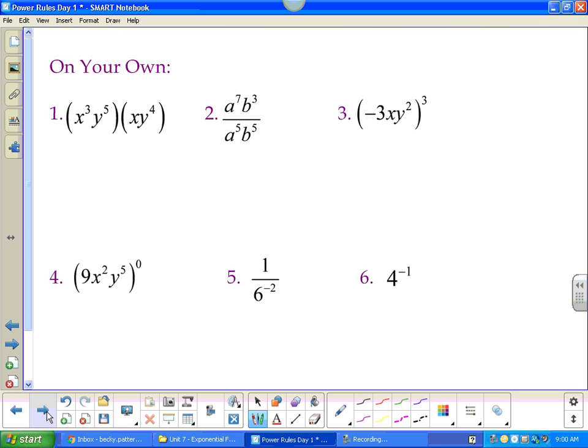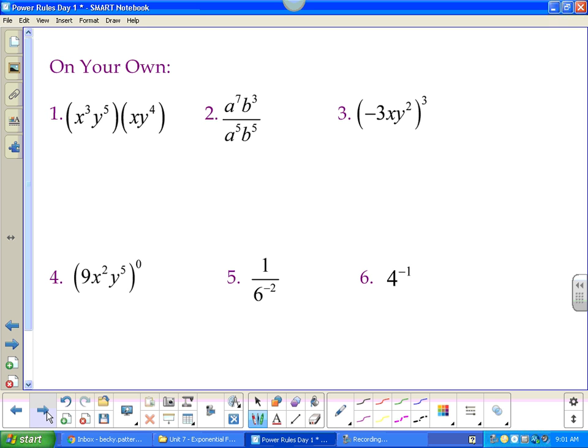Okay, so now we've learned all these rules, so let's put them all together. So let's remember, when you multiply, you add your powers. When you have a power to a power, you multiply. And when you divide, you subtract. And negative exponents, you move. And anything that's raised to a 0 power becomes a 1.